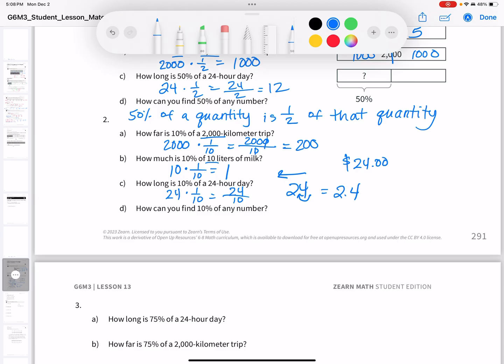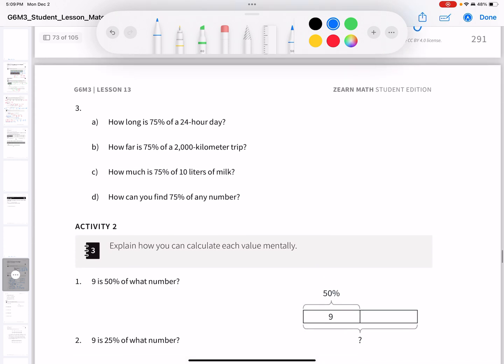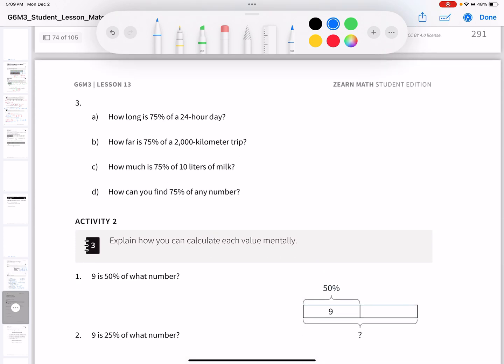How can you find 10% of any number? Well, 10% of a quantity is 1/10 of that quantity. All right, let's keep going.